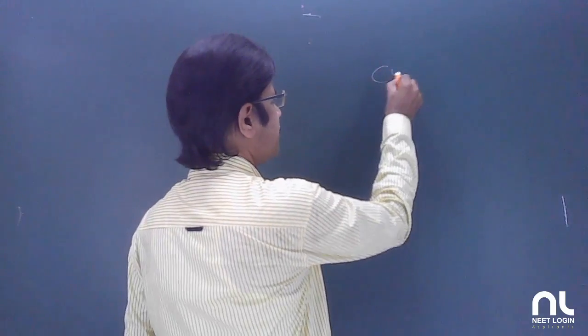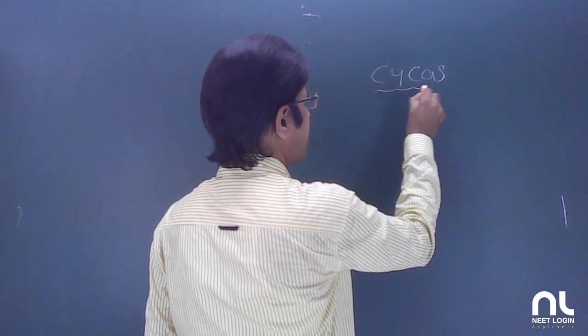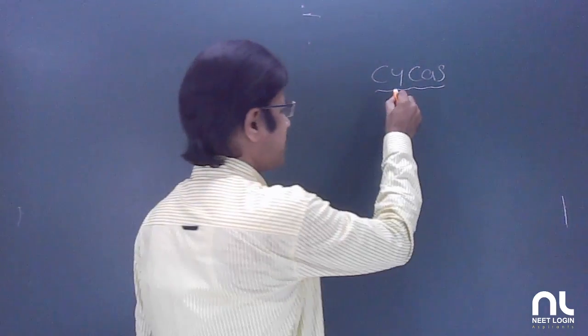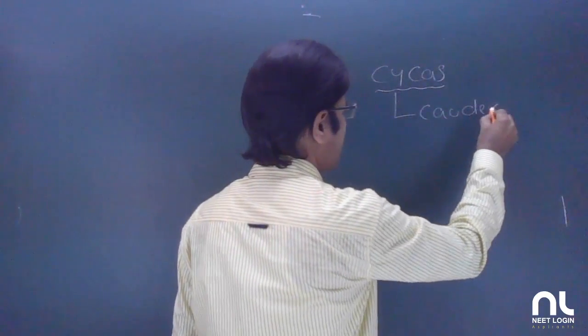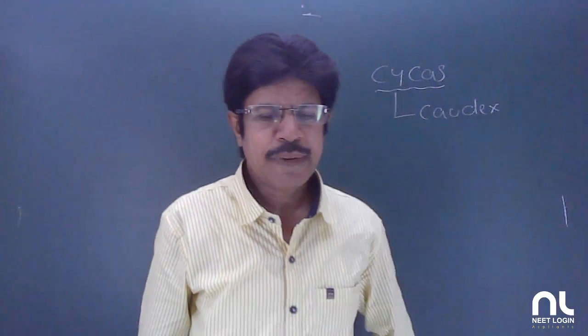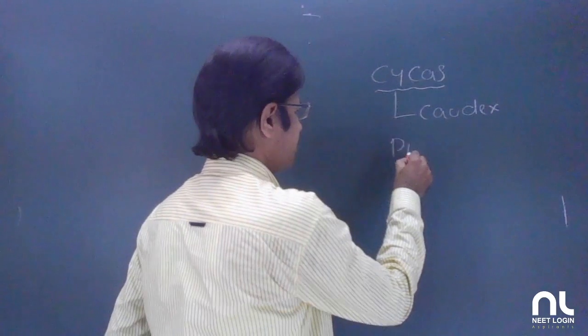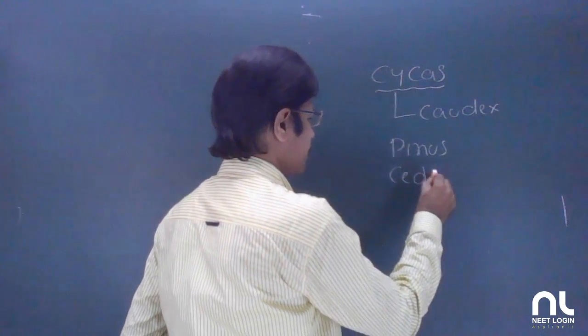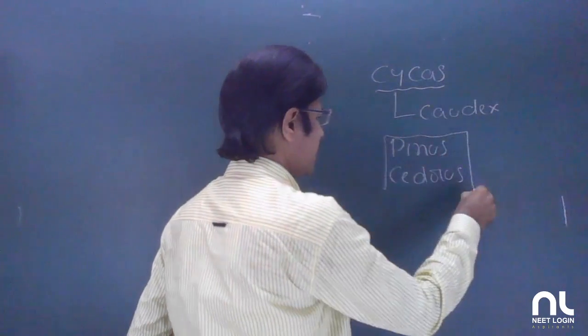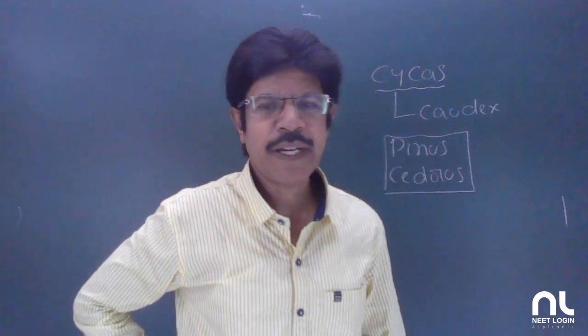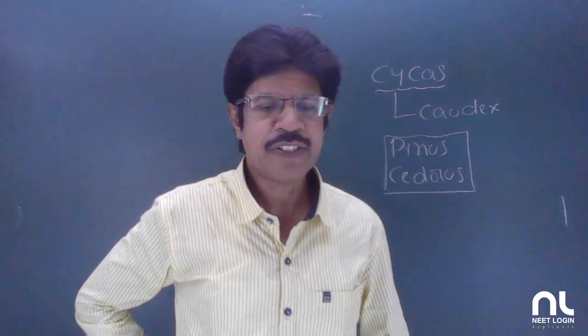In the case of the gymnosperm, there are medium-sized trees and some shrubs; herbs are absent in gymnosperms. The unbranched stem in the case of Cycas is called caudex. And branched stems are in the case of Pinus and Cedrus. Pinus and Cedrus have the branched stem.